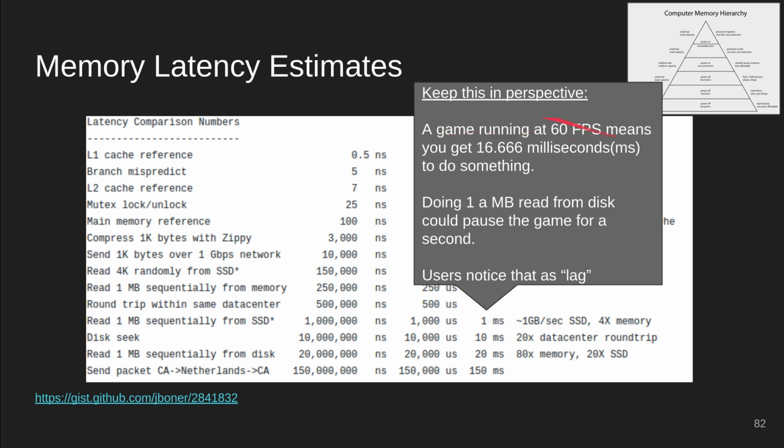So keep this in perspective again. Game running at 60 frames per second, right? You've got 16.66 milliseconds to work with. Okay. If you do a 1 megabyte read from a disk, that could pause the game for one millisecond here. That might be enough to notice the lag, right? Going at 60 frames per second, you're already using some of this. That's 1/16 of your budget here, whenever you read from disk or load 1 megabyte, roughly one image. So if you do that inefficiently, you're sort of in trouble.